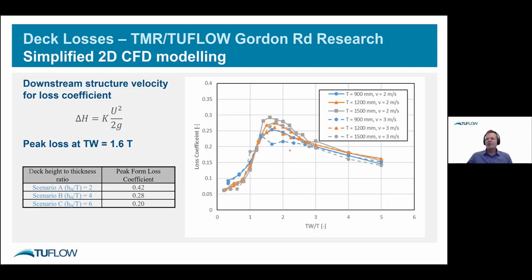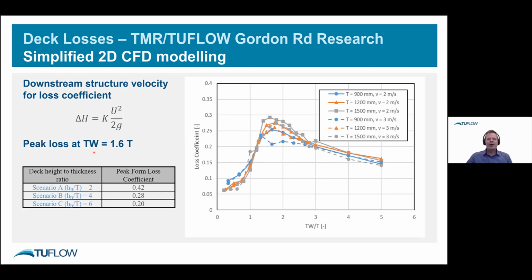Now, all of these cases presented here are for the situation where the under deck height to bed was 4 times the bridge thickness T. It turns out when you rerun all the models using a ratio of 2, which makes the bridge sit lower down to the creek bed, the peak loss coefficient climbs up to about 0.42. And if you set the bridge a bit higher, so the underdeck height is about 6 times the thickness, then the peak form loss coefficient drops down to about 0.2.